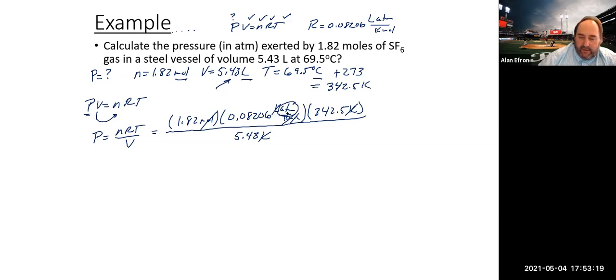So we have 1.82 times 0.08206 times 342.5, all divided by 5.43. Let me try that again, 1.82 times 0.08206 times 342.5 divided by 5.43. There you go. We got 9.42 atmospheres, which is good because we're looking for a pressure. Any questions on that particular one there?